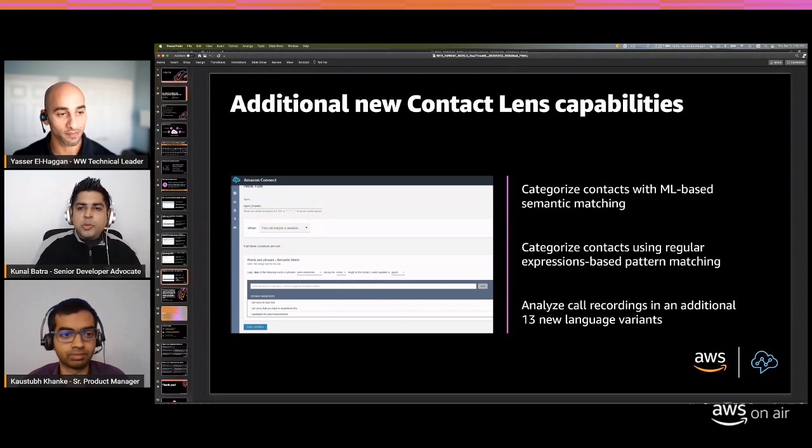And so for those rules, are these like word for word, like if these words are mentioned, do this? Or is this something if these sentiment plus these words are mentioned? Talk a little bit about how that works. Yeah, so initially when we launched Contact Lens, we just had the ability for you to do exact matching.